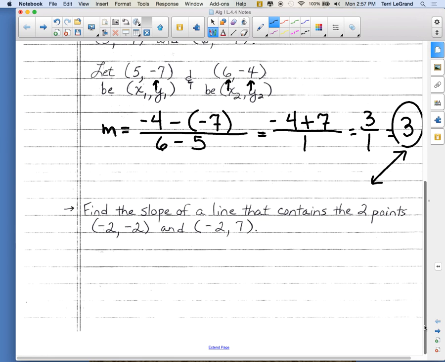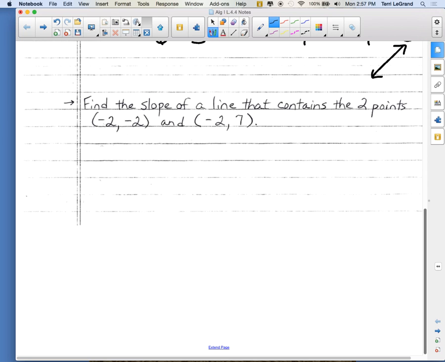Okay. This next one is not in your SQ3R. It's a little bit different. It might deceive you and you might think it looks like it, but it's not quite. Go ahead and do this one. Decide which one's going to be your first point and which one's going to be your second point. And just to be different, I think I'll do this, and you go ahead and do whatever way you want. Find the slope of the line that has these 2 points.